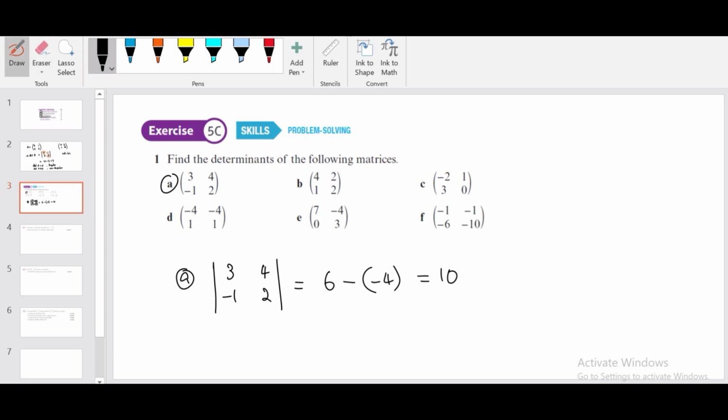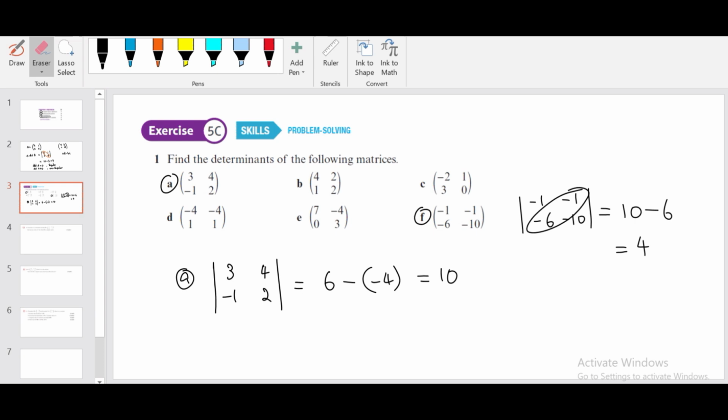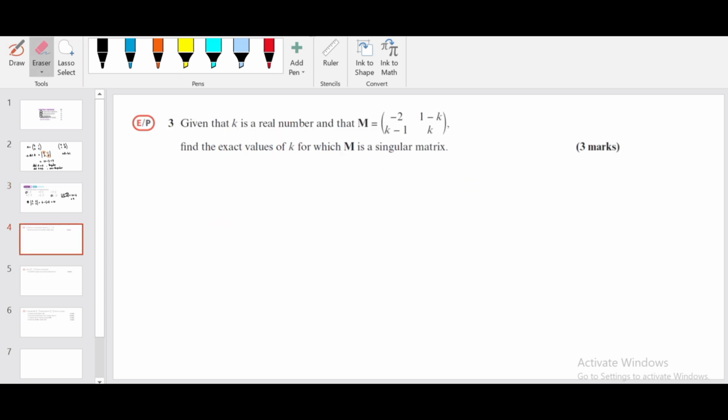Okay, probably I'll show you one more, F. Modulus minus 1, the determinant value of this matrix is equal to, when you multiply the leading diagonal you get 10, minus, multiply these 2 numbers you will get 6, so you get 4. Understand? Okay.